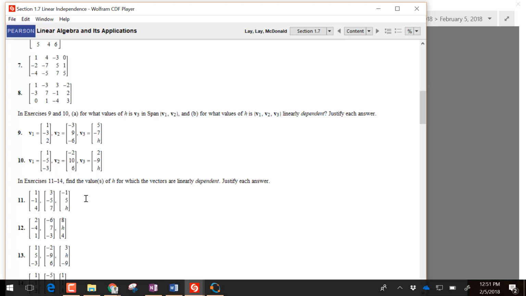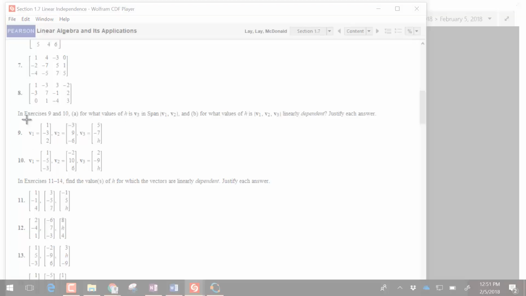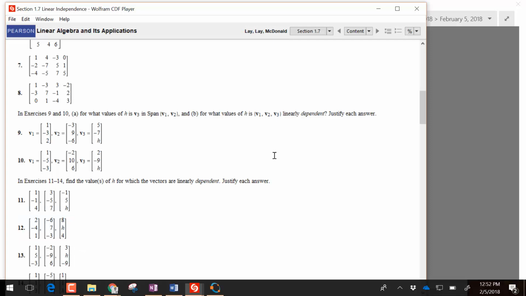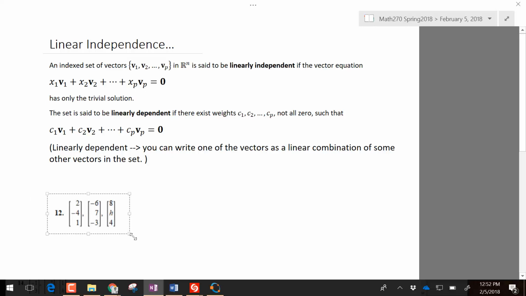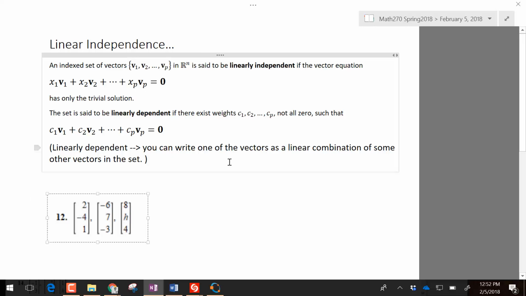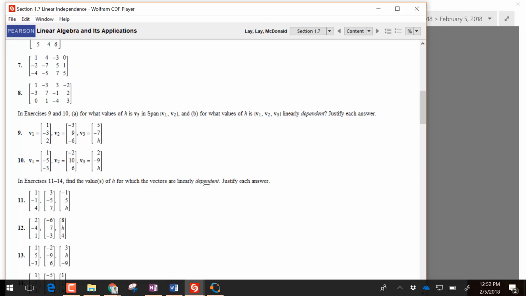These exercises, number 11, 12, and all those have a variable h. So let's take a look at them, and then we'll also see if we can graph them to see if we can make sense out of them. Let's see. Let's do number 12 from 1.7. And the instructions were to find the values for h to make this set linearly dependent.